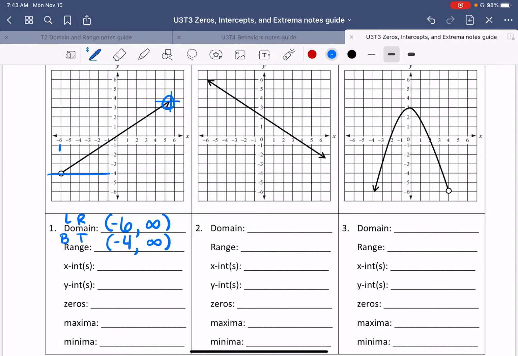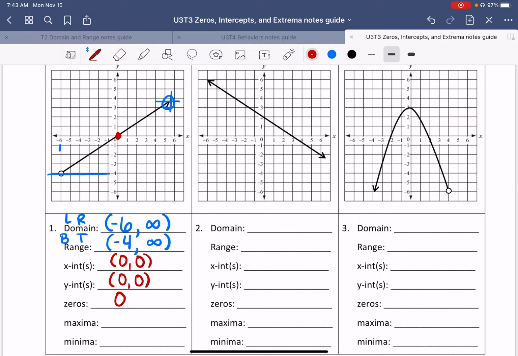All right, next, looking at our intercepts. X-intercept, where does it cross the x-axis? It crosses it right there at 0, 0. Looking at the y-axis, it's also crossing the y-axis at 0, 0. And the zero of a function is where it crosses the x-axis, so the zero of the function is when it's equal to 0.